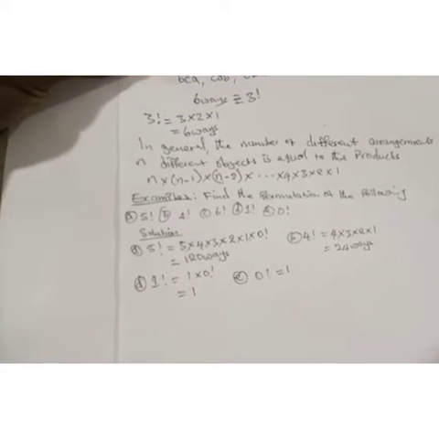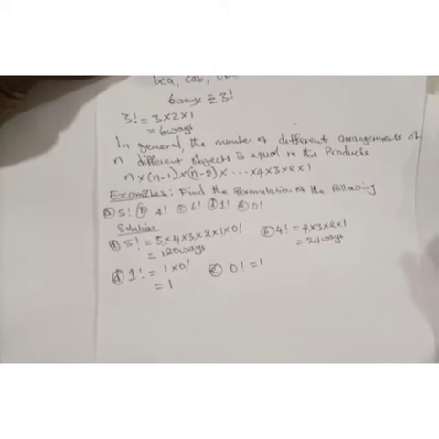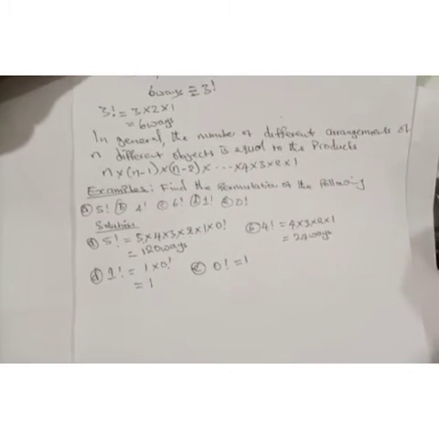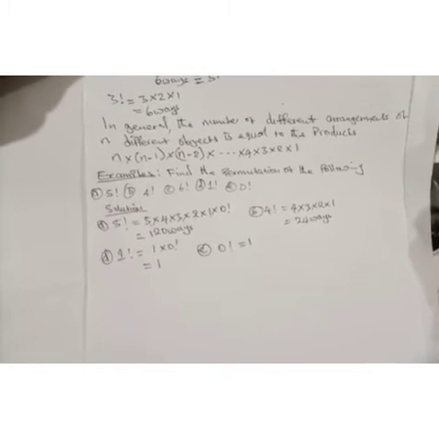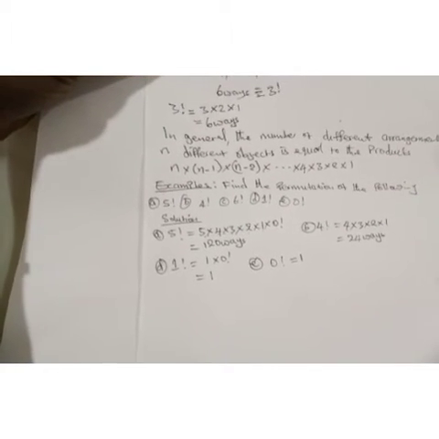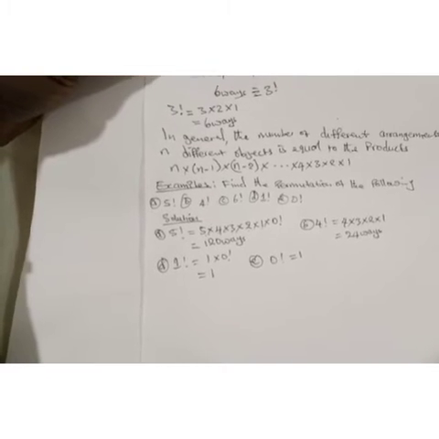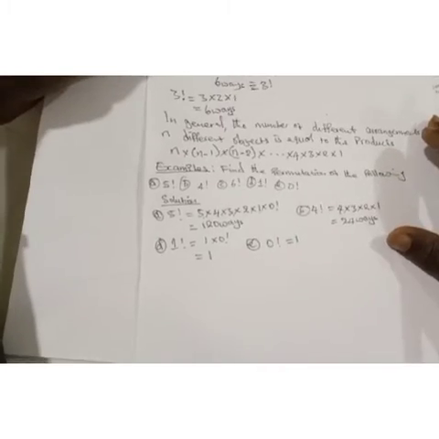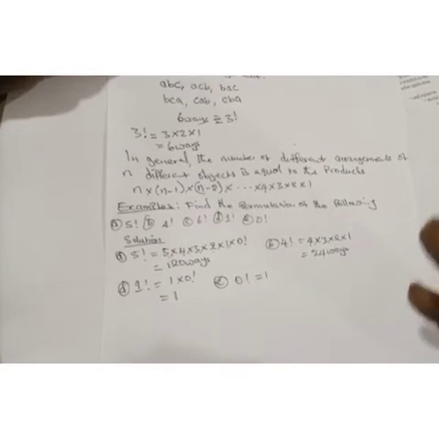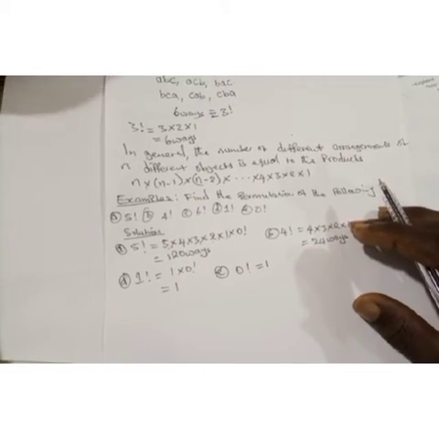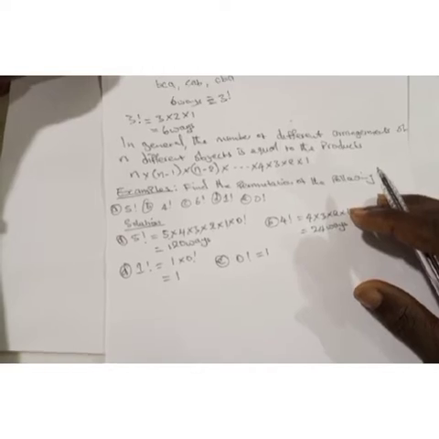In general, if an operation can be performed in P ways and another operation can be performed in Q ways, then the number of different ways of performing the two operations one after the other will be P times Q ways. Since I don't want to write it down, you can read it as I'm saying, like a kind of dictating to you.